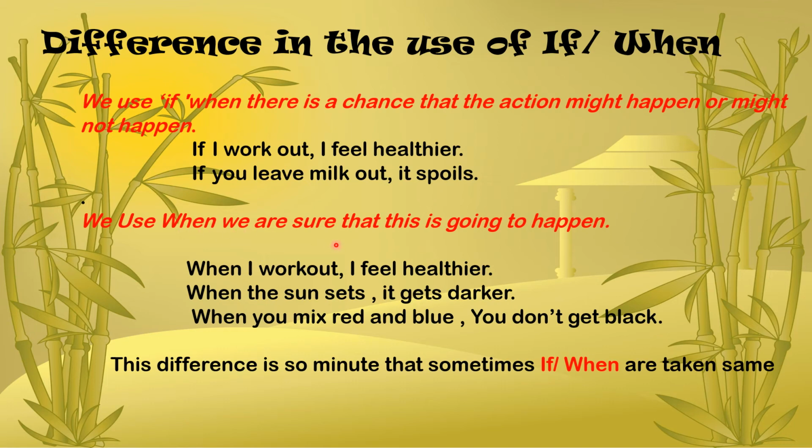We use when we are sure that this action is going to happen. When I work out, I feel healthier. There is a subtle difference in the use of when and if, and sometimes they are taken as the same. Sometimes there isn't any difference in the use of if and when. When the sun sets, it gets darker. So this is sure to happen. When you mix red and blue, you don't get black. This is something sure, more sure than the use of if. So I'm sure that you now have a clear idea of the difference between if and when.